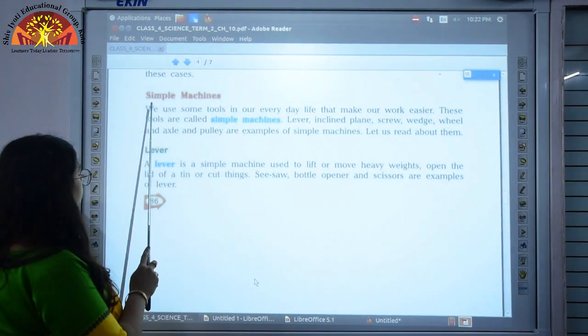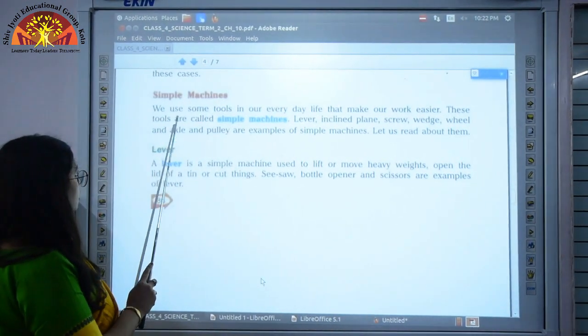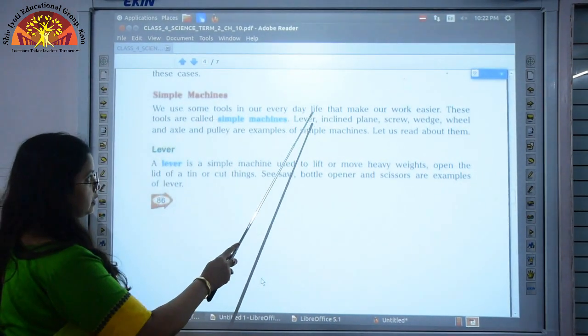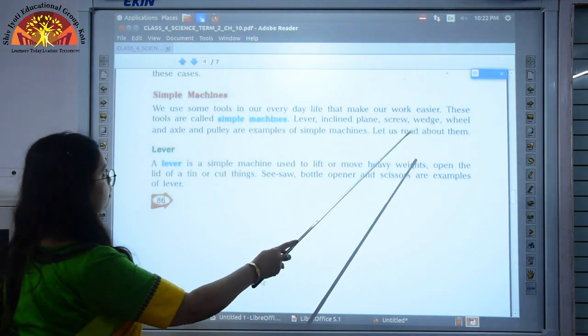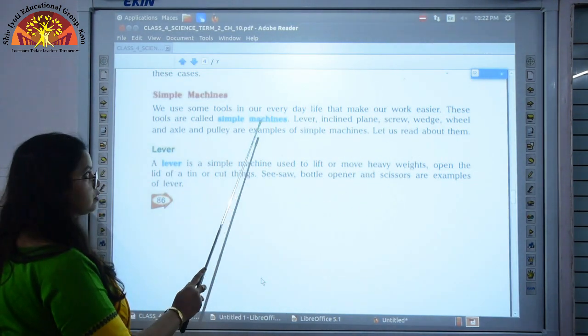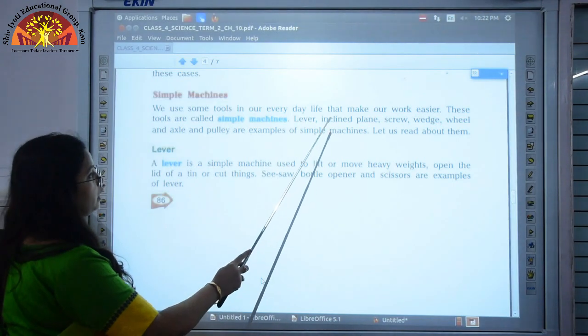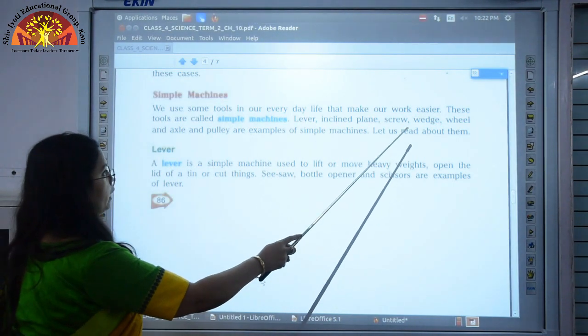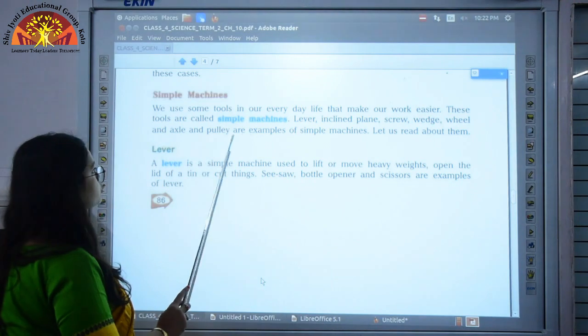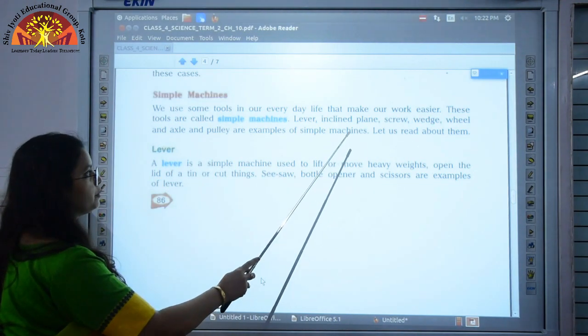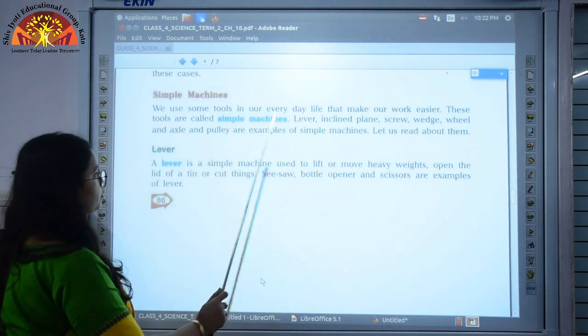So children, next topic here is simple machines. We use some tools in our everyday life that make our work easier. These tools are called simple machines. Lever, inclined plane, screw, wedge, wheel and axle and pulley are examples of simple machines. Let us read about them.